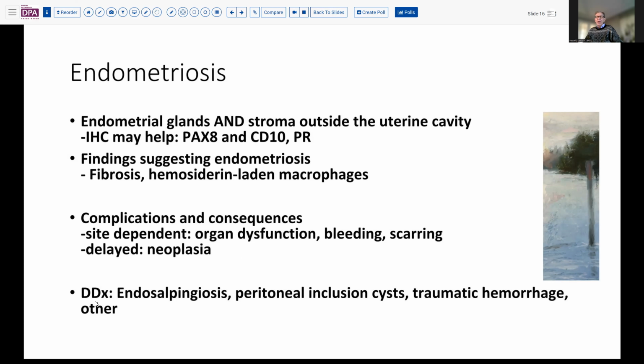In terms of differential diagnosis, other things that can produce cystic spaces, endosalpingiosis, not usually associated with endometrial type stroma, some peritoneal inclusion cysts or other benign inclusions. Hemorrhage can be seen secondary to trauma or other sorts of injuries. And then other causes for mass effect, cancers, et cetera, hamartomas, and so forth.